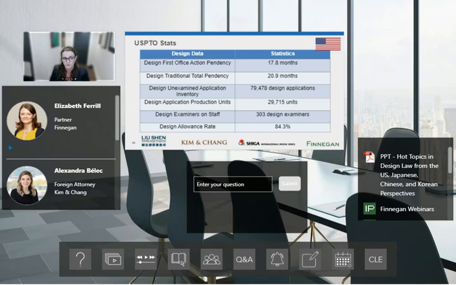And what we've heard from the Patent Office is that they're actually planning on doing another round of hiring sometime in the next year or so, which will hopefully mean that the pendency gets lower.